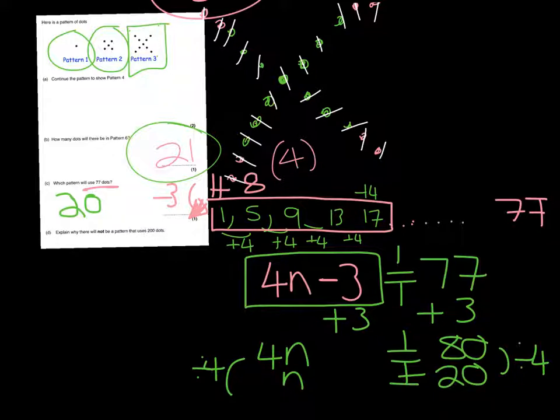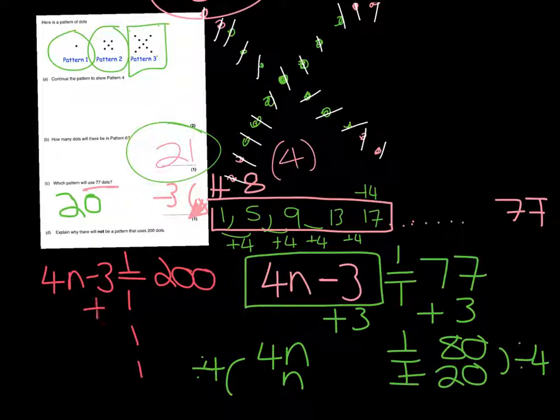Explain why there will be no pattern that uses 200 dots. So this again, really challenging, making sure you understand it. You need to use your nth term, so 4n minus 3, and say, well, why does it not include 200 dots? So you need to try and solve it to prove that it can't be 200. So if we do the balance method again, add 3, 4n equals 203.